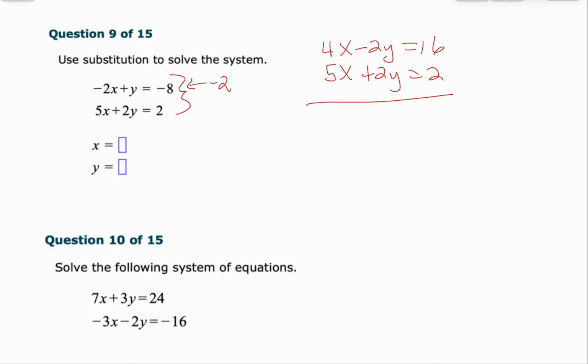Now I know I am ready to go if I've got some opposites. Remember before we were looking for opposites. So those are opposites. It can either be your x's or your y's. Doesn't matter. Make them opposites. So those are opposites.